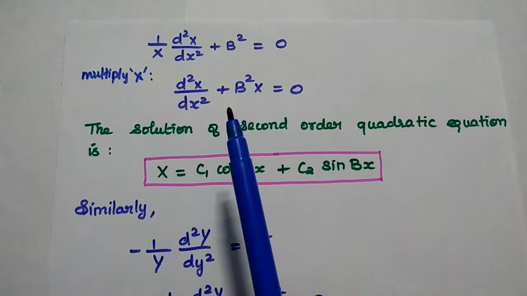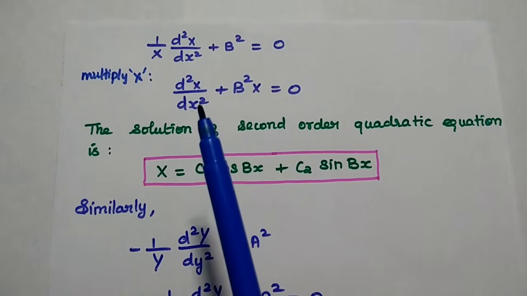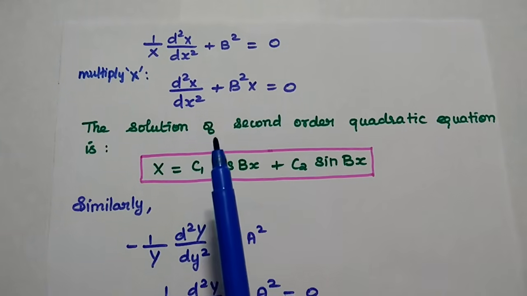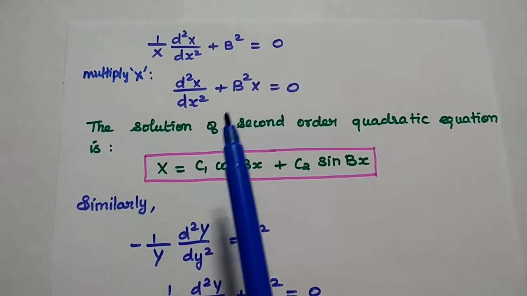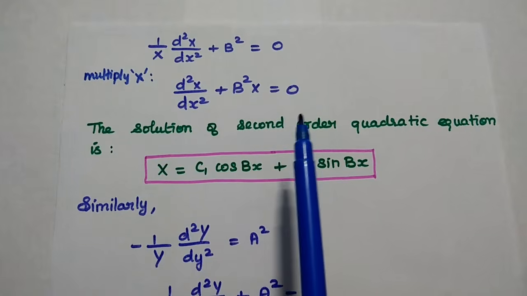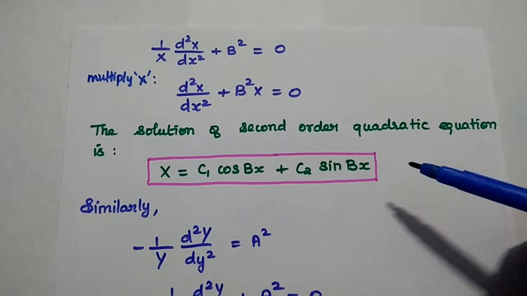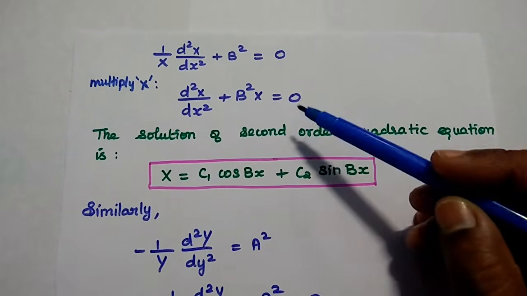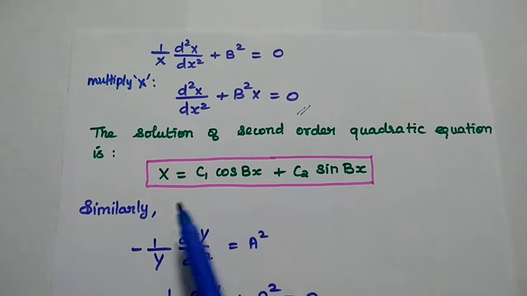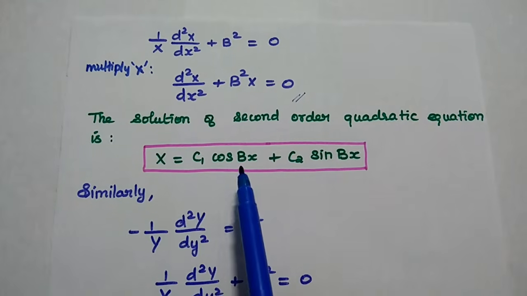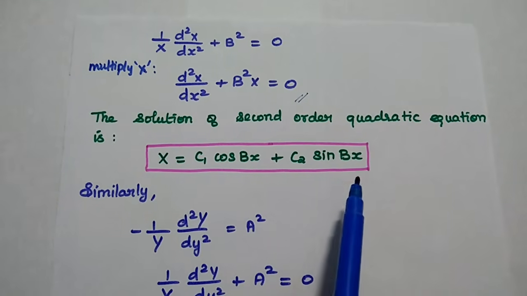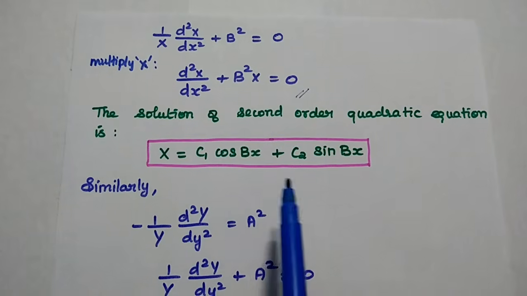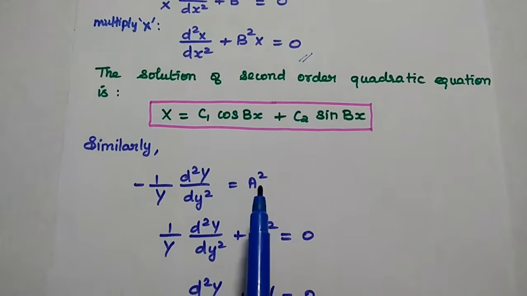For further simplification, we can multiply with the term X on both sides. Then we get d²X/dx² + b²X = 0. Now we can get the general solution for the second order equation as X = c1 cos bx + c2 sin bx. Here c1 and c2 are constant values.